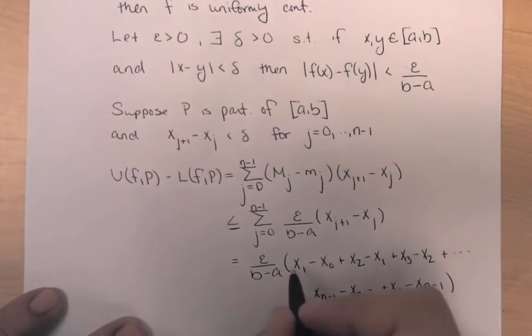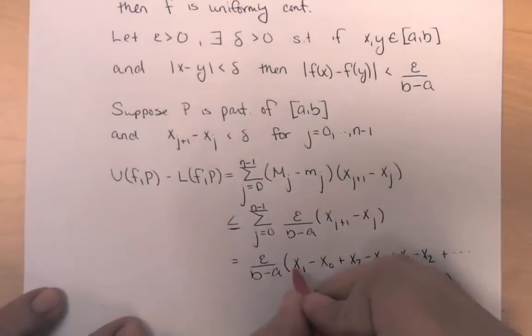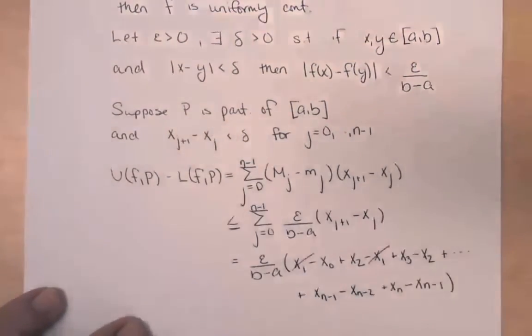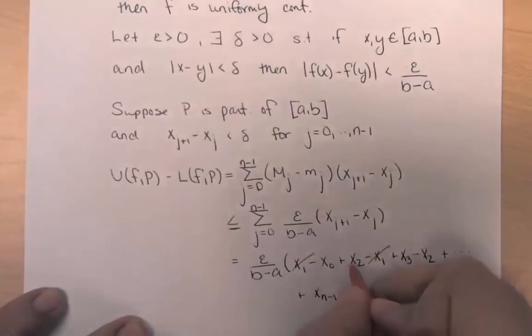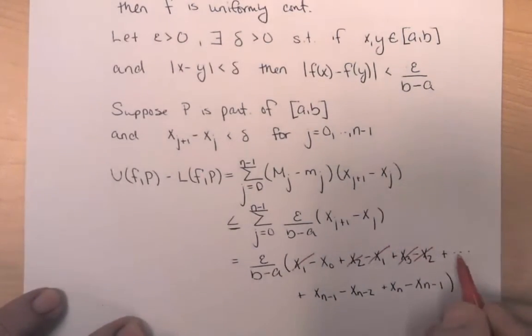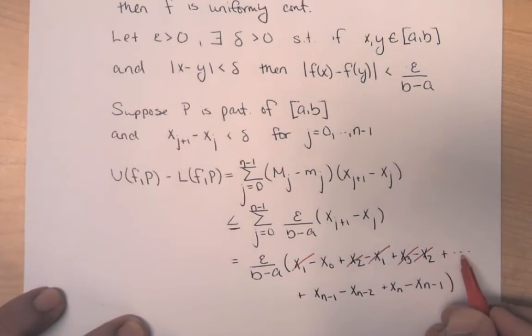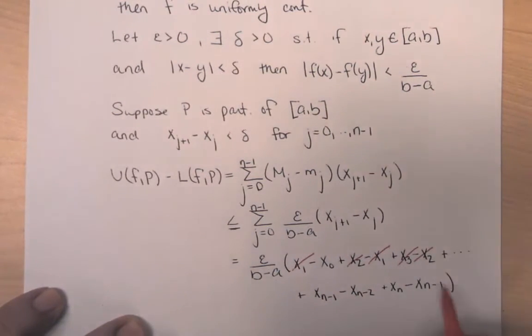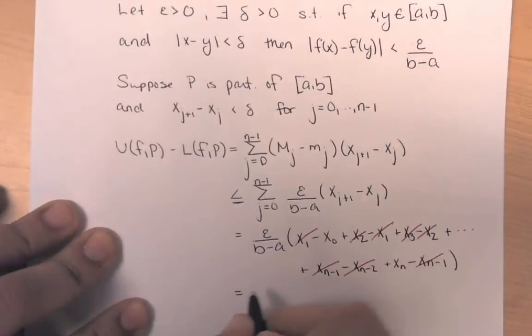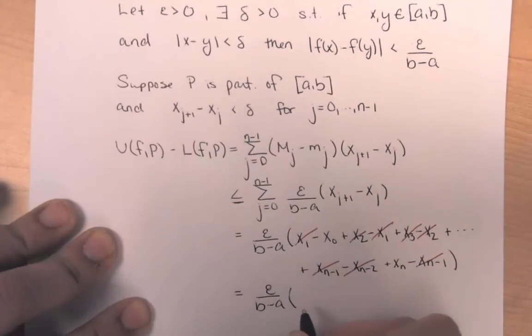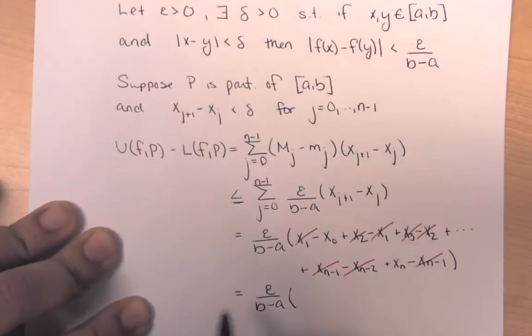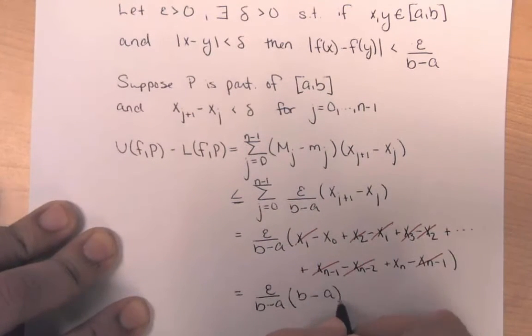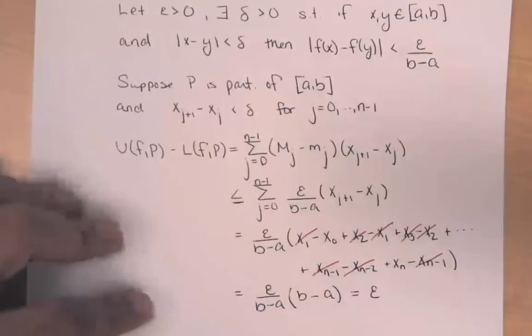You can see that this x1 and this x1 cancel. Will cancel in red, so it looks extra bloody. x2 minus x2. There's a negative x3 hidden deep down in the dot dot dot here. There's also a positive xn minus 2 hidden in these dot dot dots. This xn minus 1 and this negative xn minus 1 cancel. And I'm left with epsilon over b minus a times xn minus x naught. Well, remember, xn is b and x naught is a. And that's just epsilon.